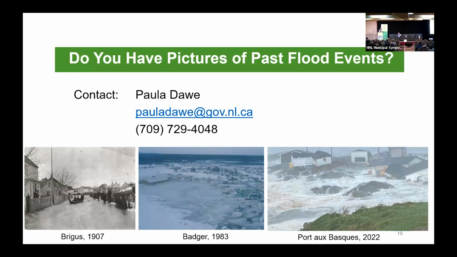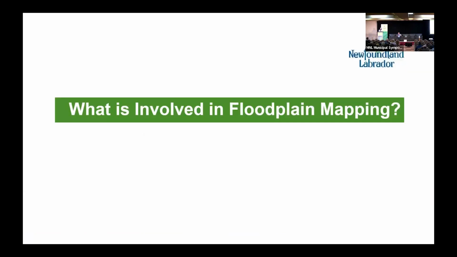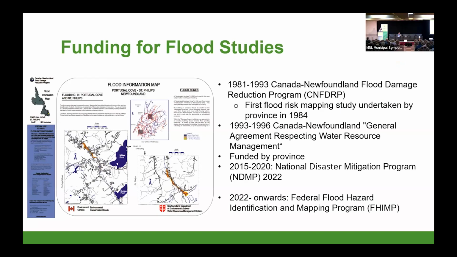There's one from Brigus from 1905, one of the major flood events that happened in Badger in 1983, and then Port aux Basques with Hurricane Fiona in 2022. So what is involved in floodplain mapping? First off, where does the money come from?